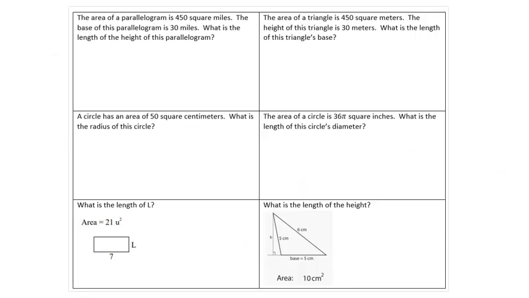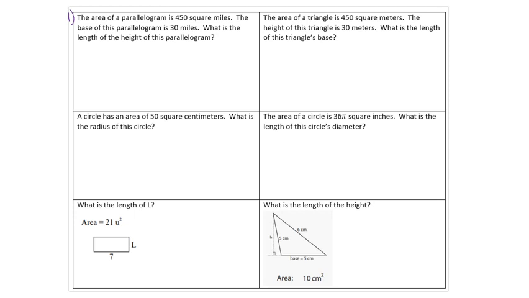All right, final sets of questions. Sometimes you are given an area and you need to find one of the missing dimensions, such as, I'm going to call example number 1 right here. The area of a parallelogram is 450 square miles. The base of the parallelogram is 30 miles. What is the length of the height of the parallelogram?